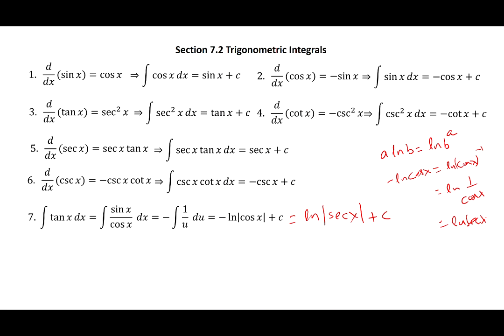Okay, so sometimes you may want to write the integral of tangent x as natural log of absolute value of secant x too. Okie doke. Similarly, proceeding, we get the integral of cotangent x is equal to natural log of absolute value of sine x plus c. Cool.